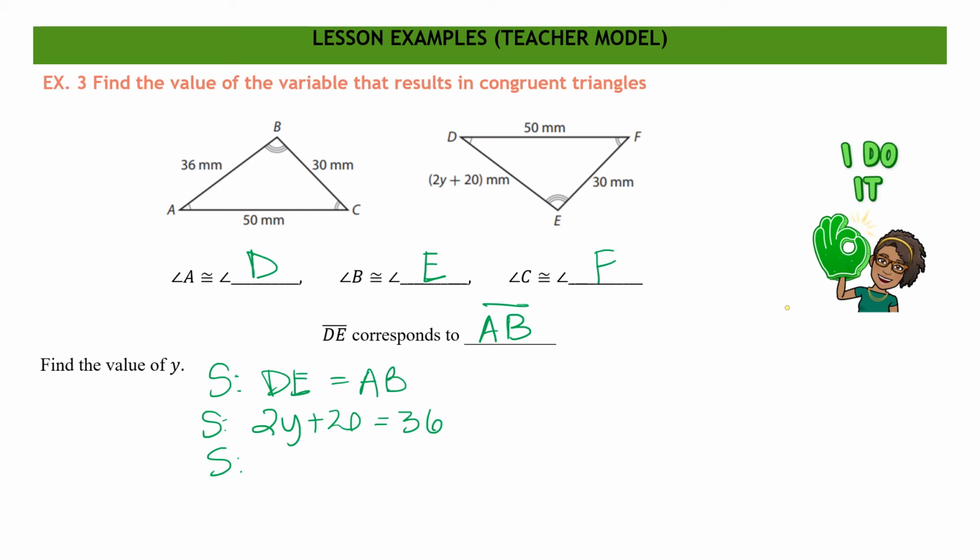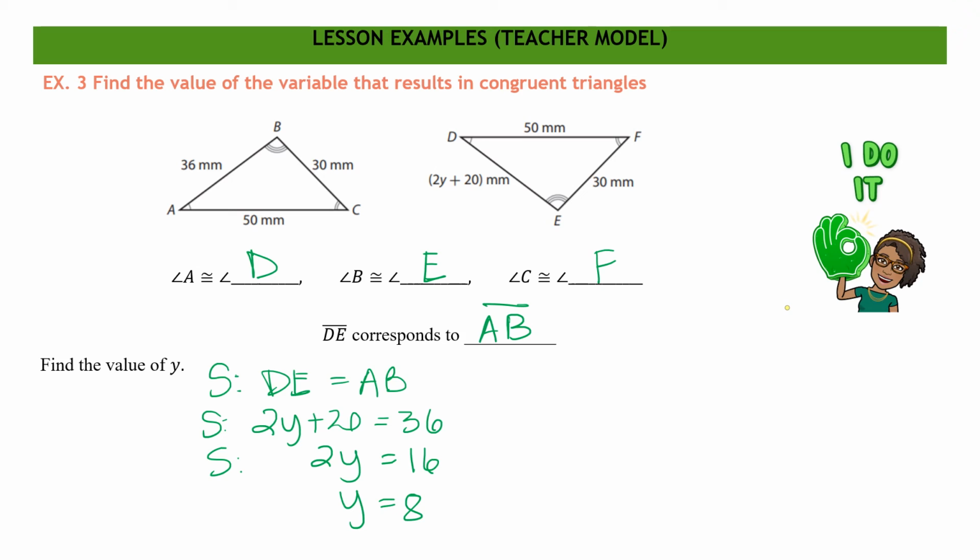So solving for y, I'm going to subtract 20 on both sides, so that leaves me with 2y equals 16. And I'm going to divide both sides by 2, which leaves me with y equals 8. So we can't say in fact right now that the value of y is 8 because we have to prove first that the sides are in fact congruent.